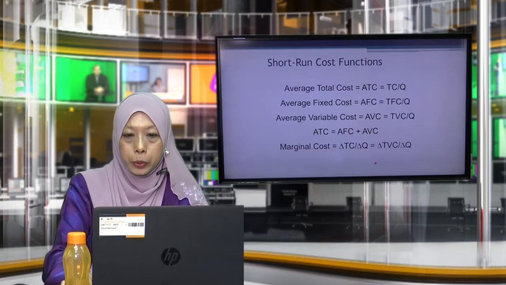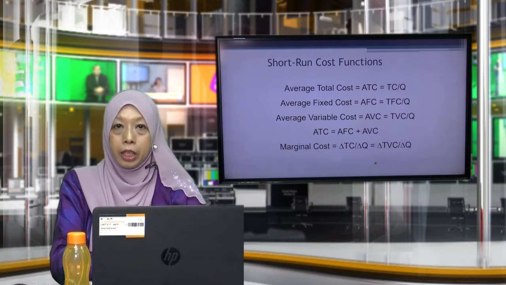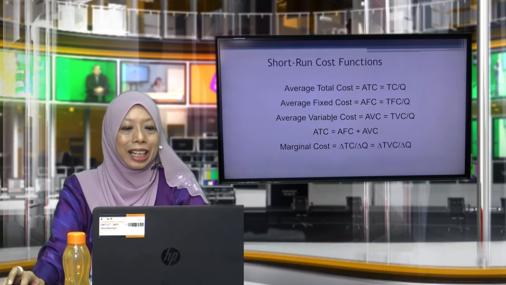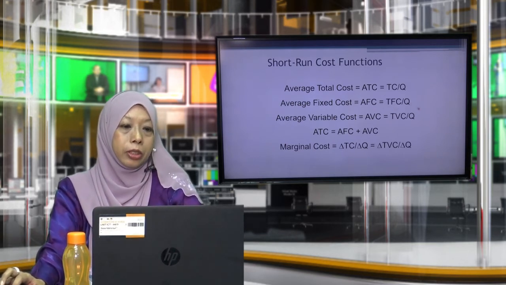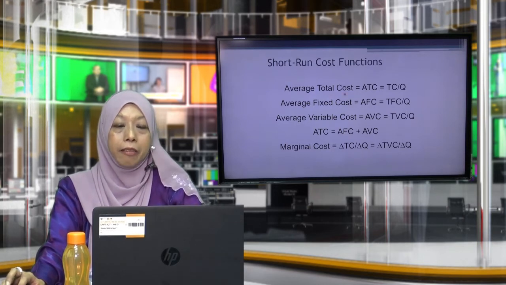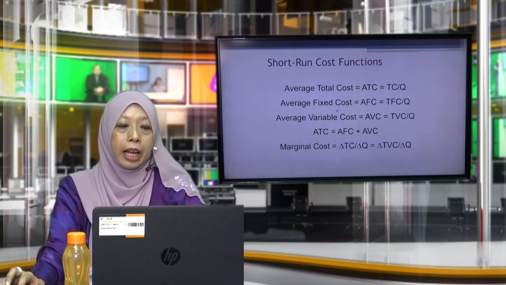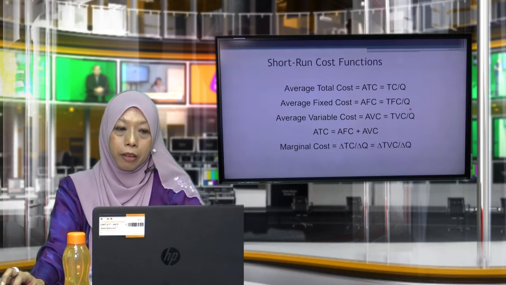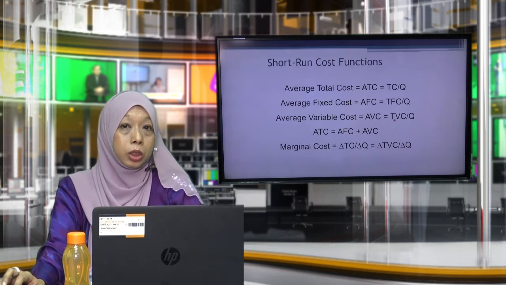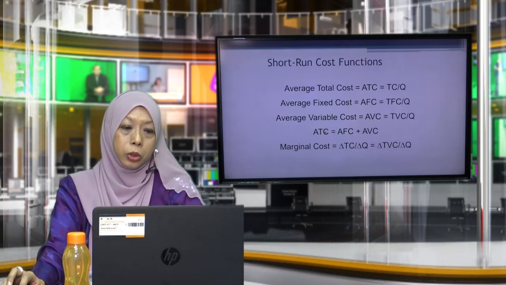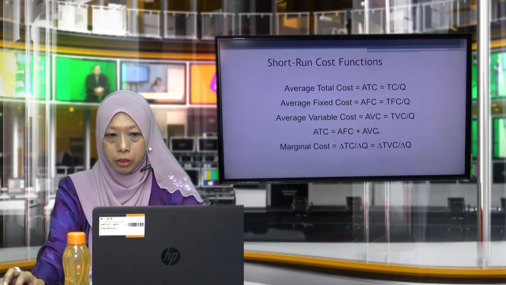After we have looked at the definition of the average cost, these are the important average cost concepts that you need to remember. Bear in mind that average total cost is simply total cost divided by Q. Average fixed cost can be found by dividing total fixed cost by output level. Average variable cost is total variable cost divided by output. So the average total cost in the short run would be the sum of average fixed cost and average variable cost.